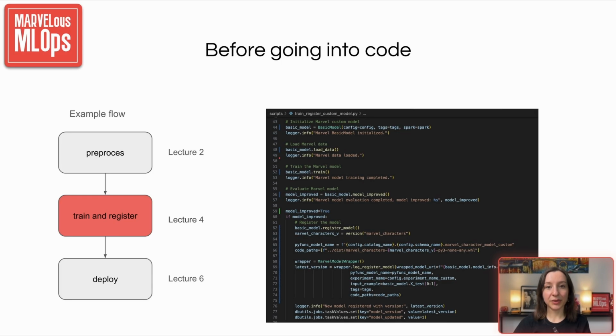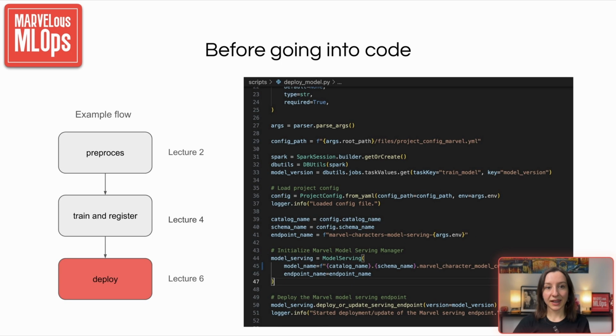In the next step, we are training and registering a custom model. We added an evaluation check after training. If the model is better, then we proceed with registration. And the last step is to create or update serving endpoint with the recent model that we registered. Now, let's go to our code base and see how these are implemented.